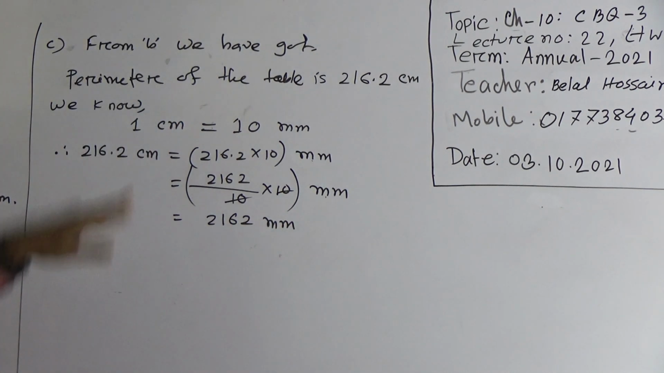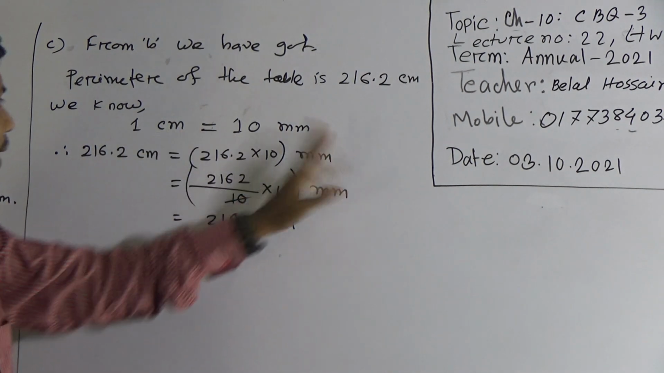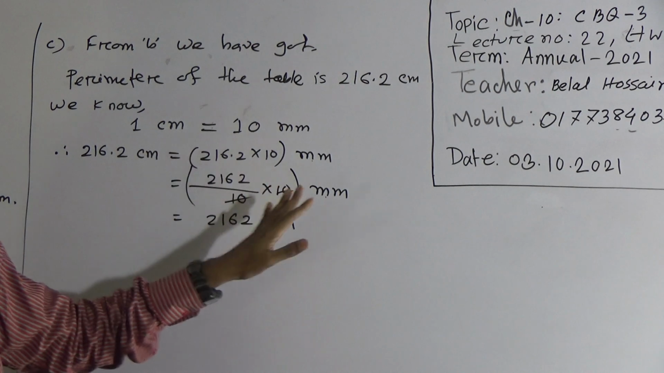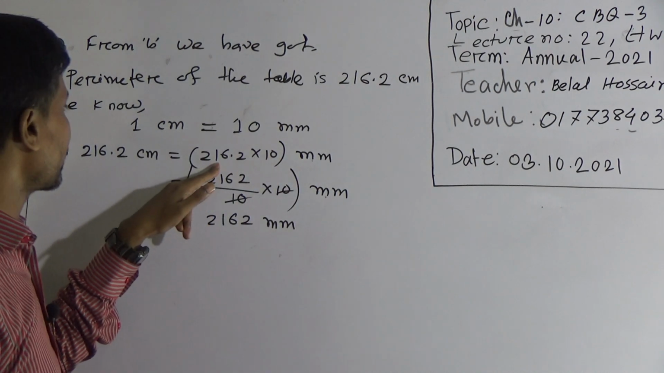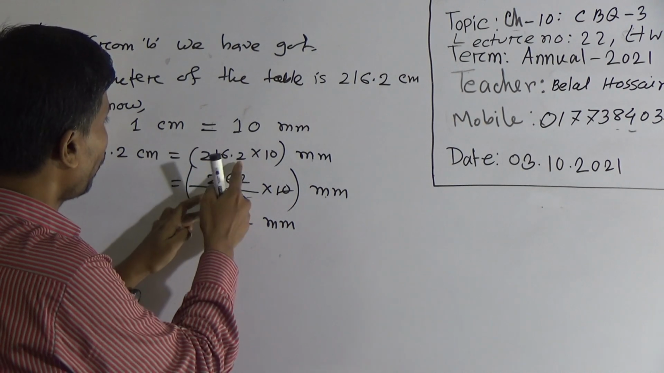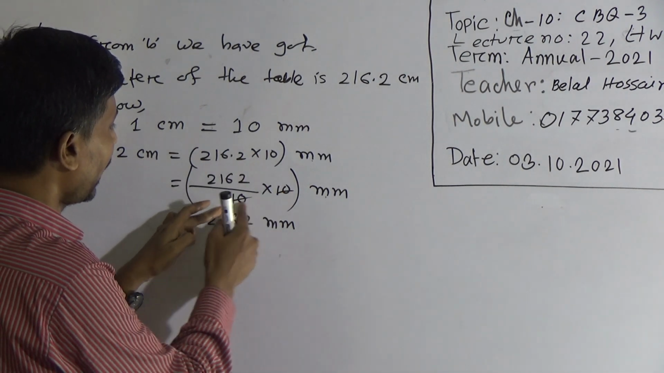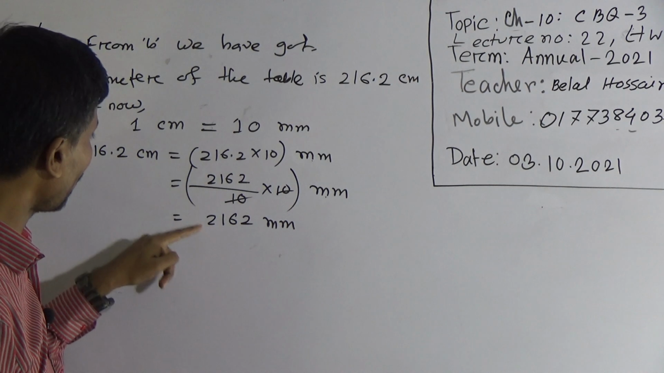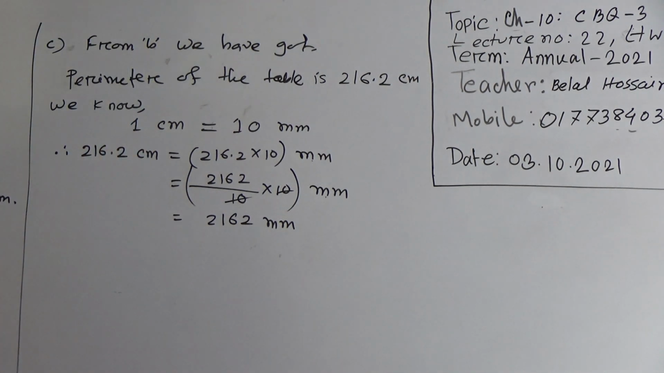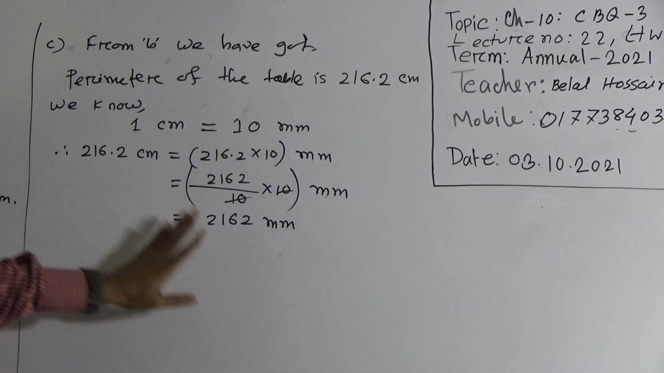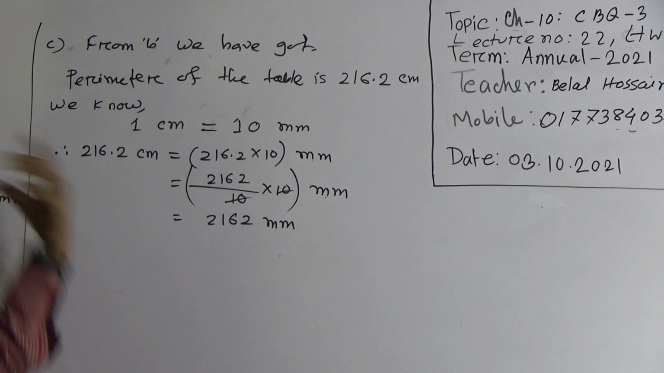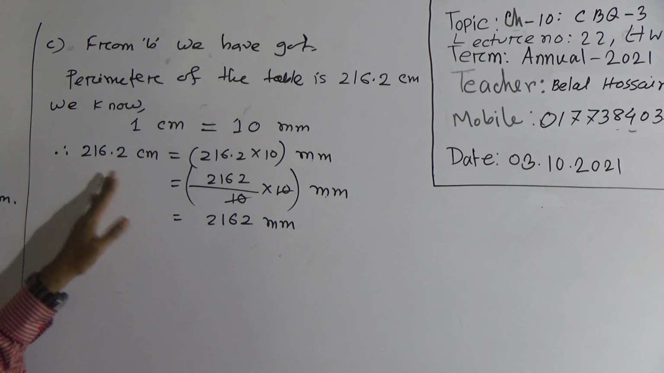Student, look, 1 centimeter equal to 10 millimeter. Therefore 216.2 centimeter equal to, more, that means multiplication, 216.2 into 10. Now the point moves one place right, 10 and 10 vanish, then we get 2162 millimeter. Okay, student, this is the conversion of 216.2 centimeter, 2162 millimeter.